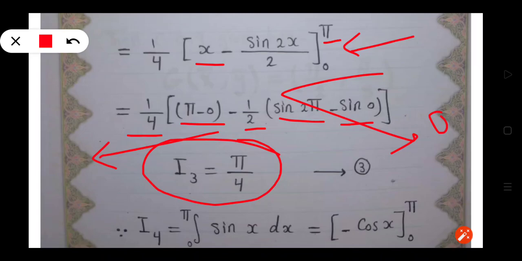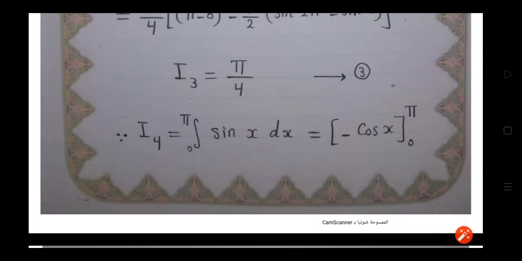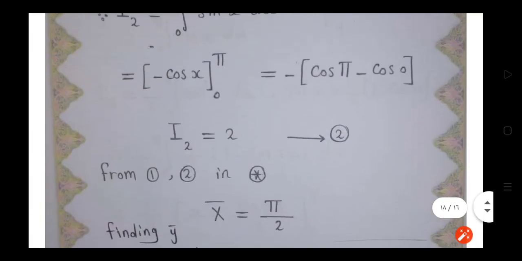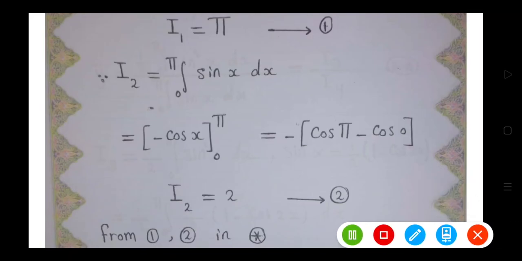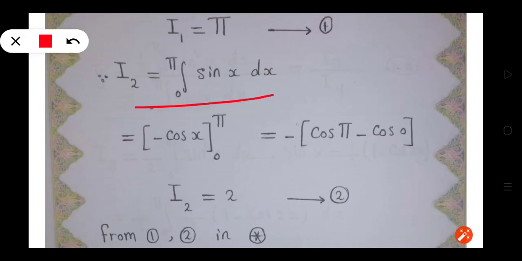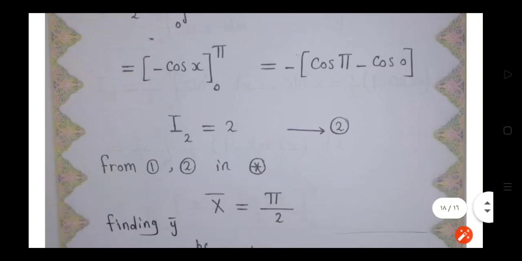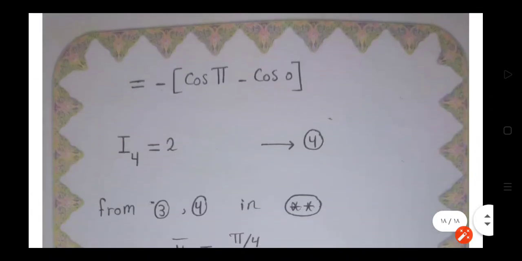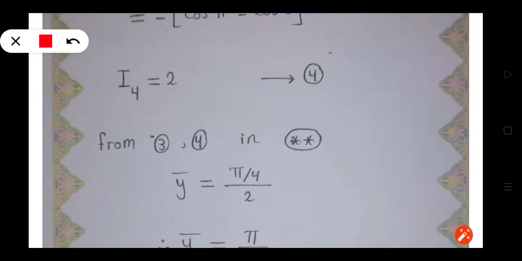To find I4, I4 is the definite integral from 0 to pi of sine x dx. We have two ways. We can solve it in simple steps, but we already found it in x bar. In x bar, we found the same integration in I2, the integration from 0 to pi of sine x dx. So we can say I4 equals I2 equals 2. Then I4 equals 2. From I3 and I4 in double star, y bar will equal pi over 4 over 2. So y bar will equal pi over 8.